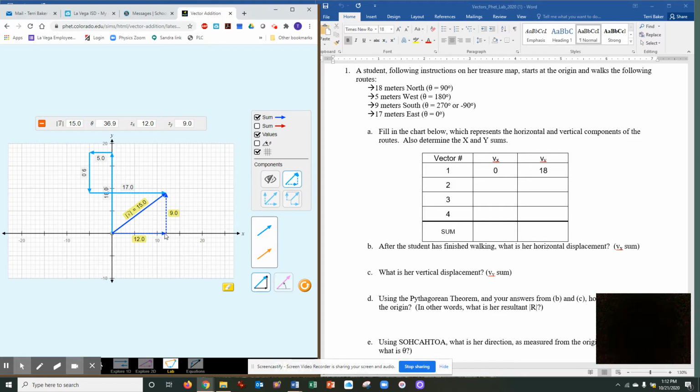So after the student had finished walking, what is her horizontal displacement? Your Vx sum was 12.